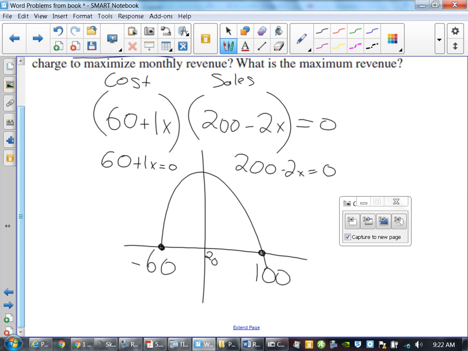So that's how you get it back. The maximum increase in price that you can get to make the most amount of money would be at 20, the halfway point.